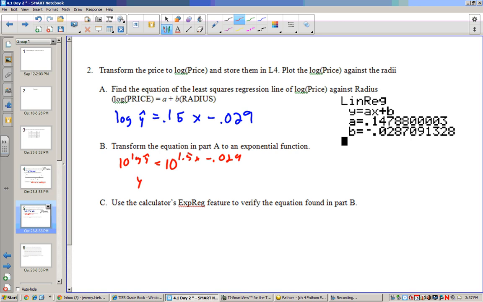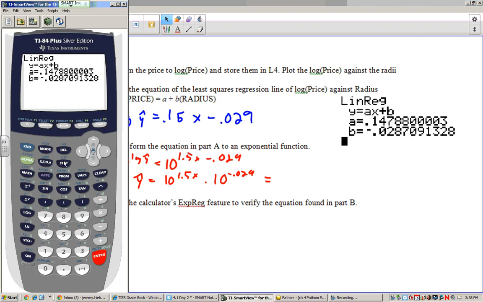And so we have y hat is equal. Now, you can separate this up first, and this would be times 10 to the negative 0.029. You can take out the calculator, 10 to the negative 0.029 will get us to 0.935.